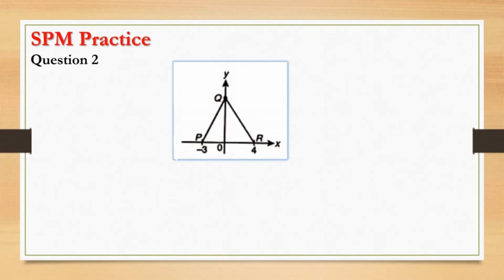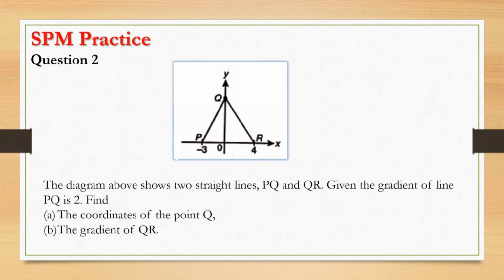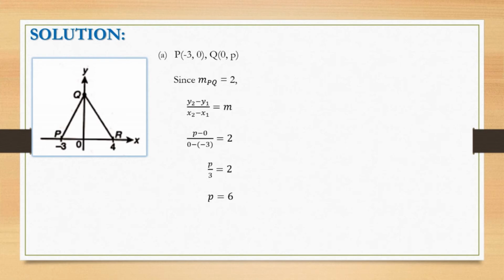Question 2. The diagram above shows two straight lines PQ and QR. Given the gradient of line PQ is 2, find the coordinates of point Q and the gradient of QR. Next, let me explain the solution. Question 2a is to find the coordinates of point Q. Since we know the gradient of line PQ is equal to 2, we substitute the coordinates of P and Q into the formula of gradient and do some calculation. Thus, the value of P is equal to 6.